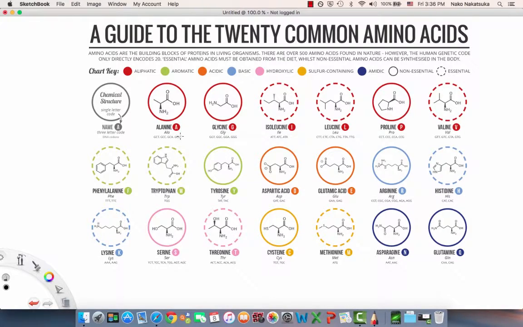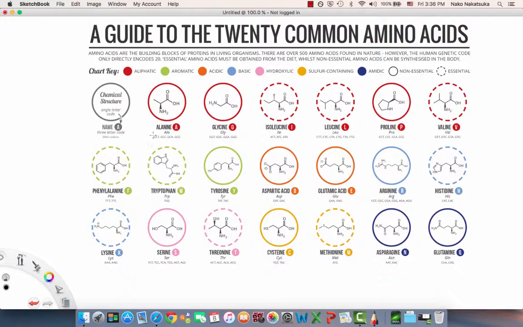We also have aliphatic versus aromatic, acidic versus basic, and also hydroxylic, sulfur-containing, and amidic, where you have an amine group. I think this is a really nice way to separate all of these for you, so you can group them together based upon their functional groups, based upon their properties. Two main things you should split up the amino acids by are hydrophobicity and also acid versus base.